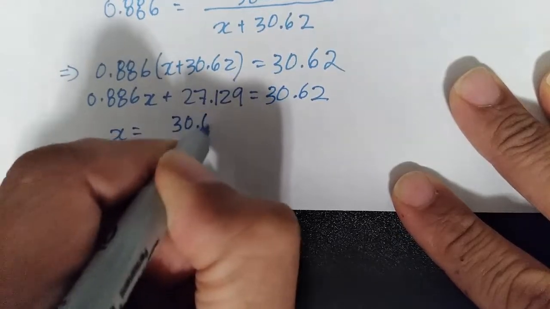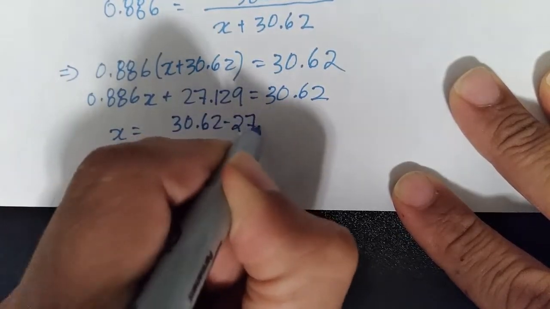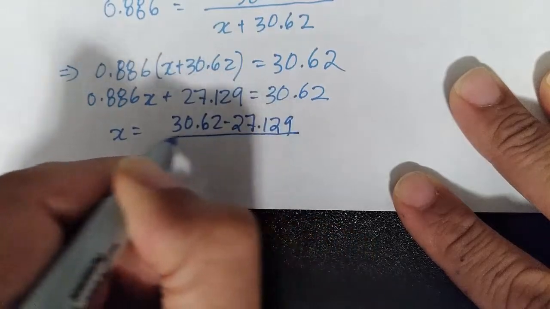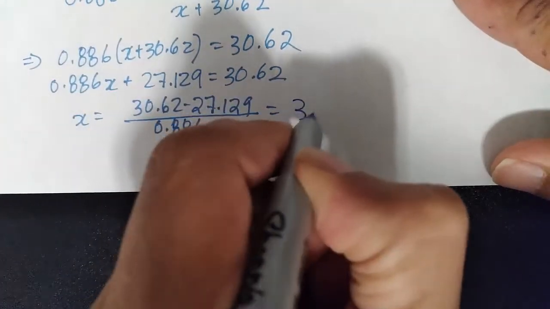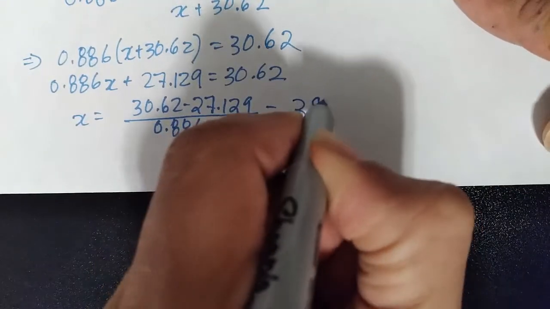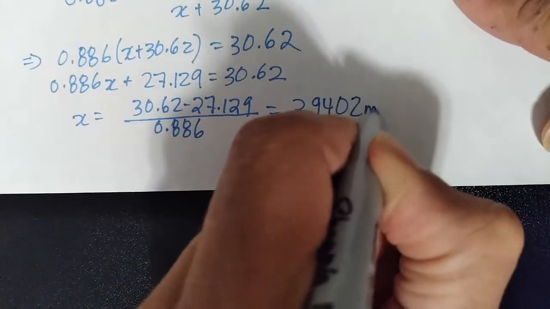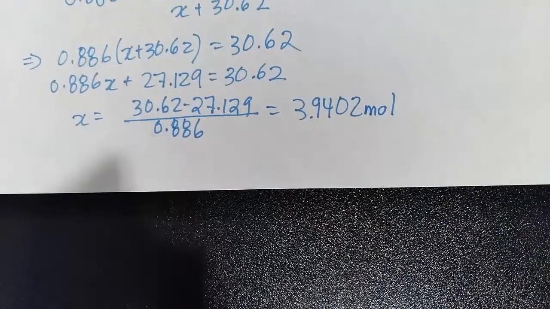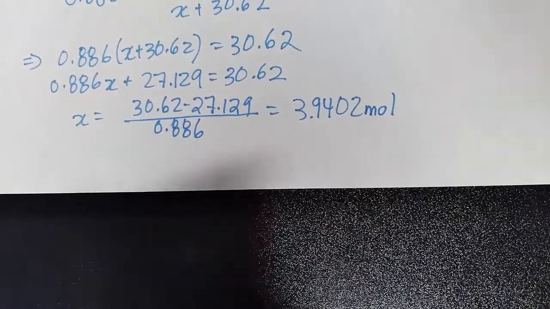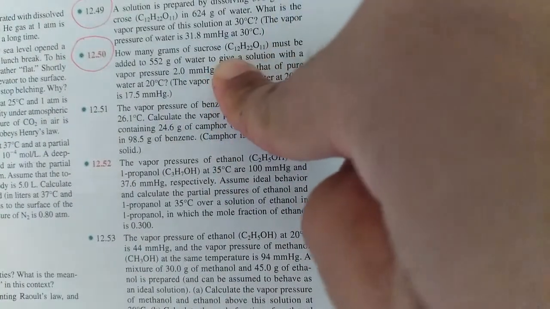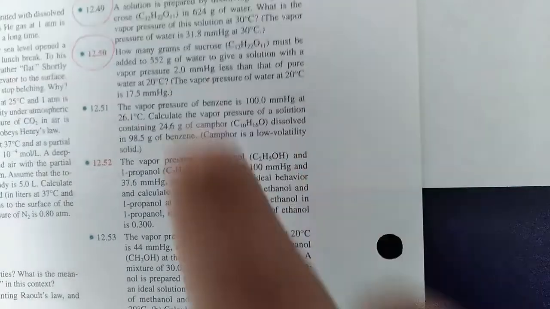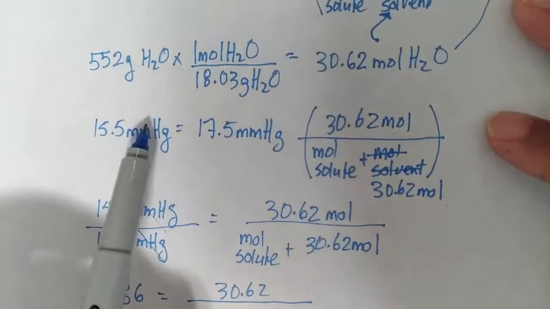It's going to be 30.62 minus 27.129 divided by 0.886, so roughly about 3.94. Let's put some extra digits here: 3.9402 moles of this solute. The solute, by the way, is sucrose. So it's going to take 3.9402 or so moles of sucrose to get our vapor pressure down from 17.5 to 15.5.